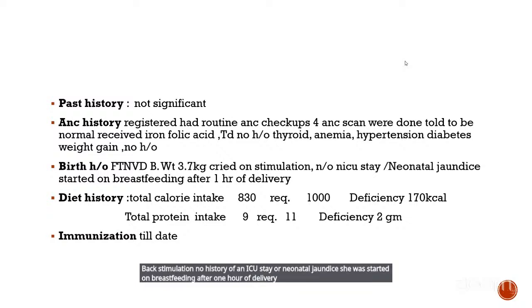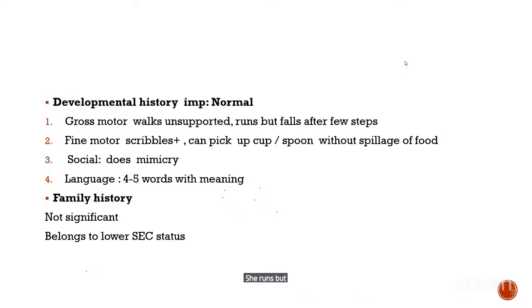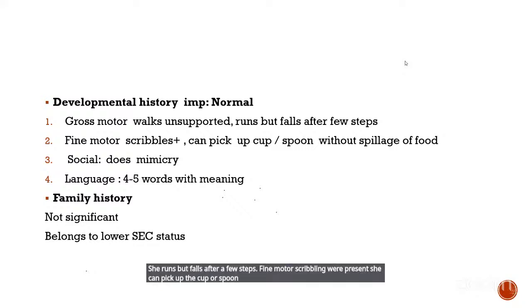Dietary history: she is deficient in calories by 170 kilocalories and deficient in protein by 2 grams. Immunized till date. Developmentally, she walks unsupported. She runs but falls after a few steps. Fine motor scribbling was present. She can pick up the cup or spoon but with spillage of the food.